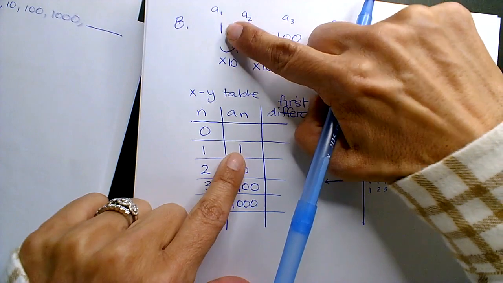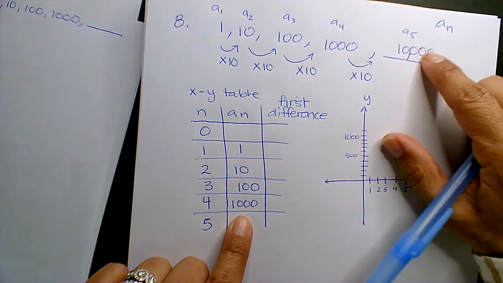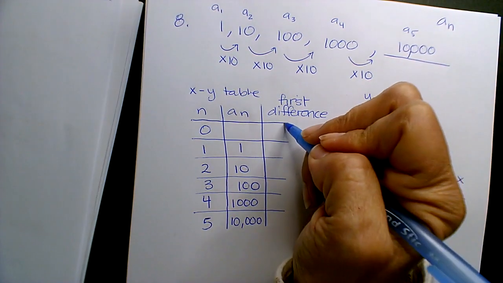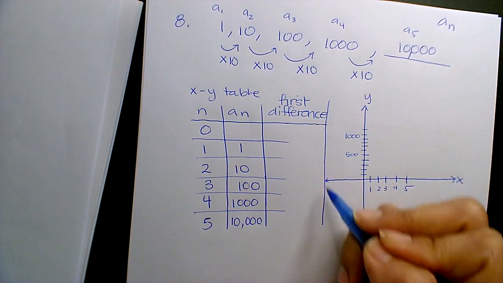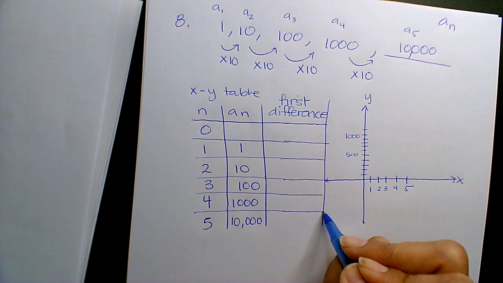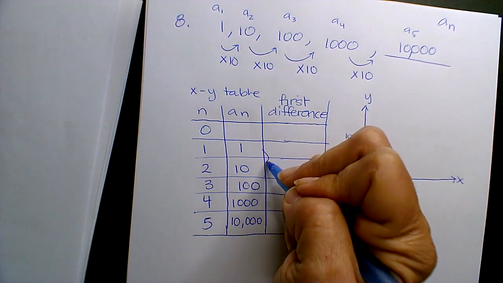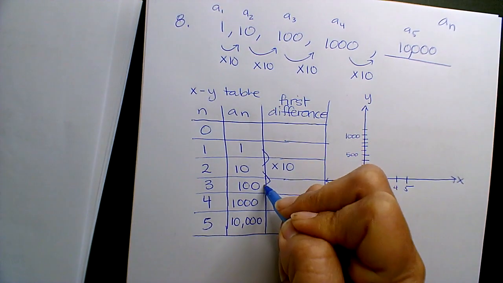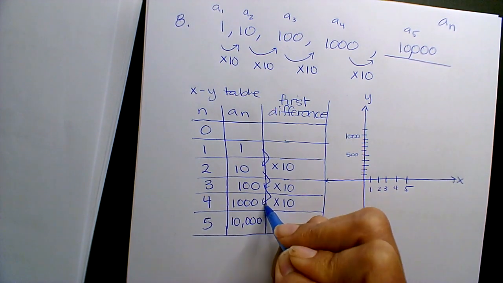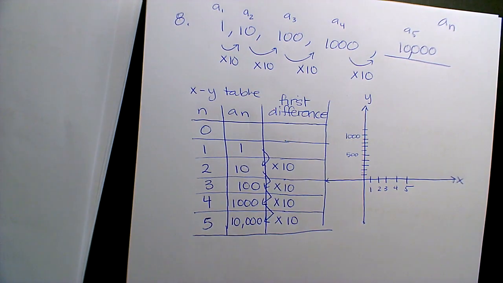And so the first term is 1, the second term is 10, the third is 100, the 4th term is 1,000, and then you guys said 10,000 was the 5th term. And so the first difference is the growth, the consistent growth that's occurring from term to term. And you guys all agree that it's times 10, right? Times 10, times 10, times 10. And you guys kind of all agreed to that, right?